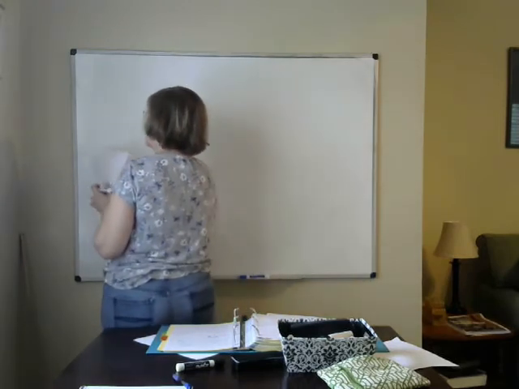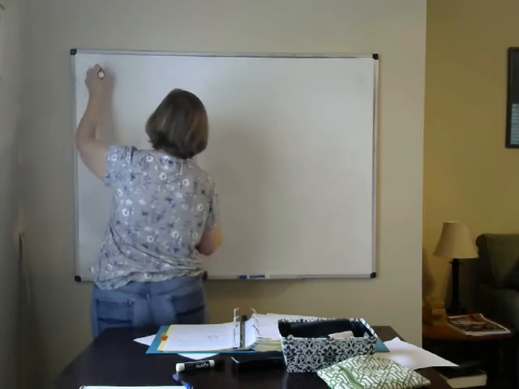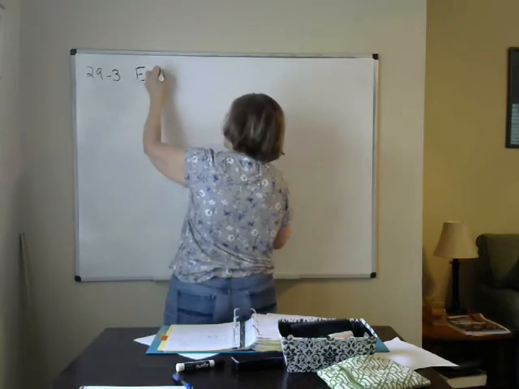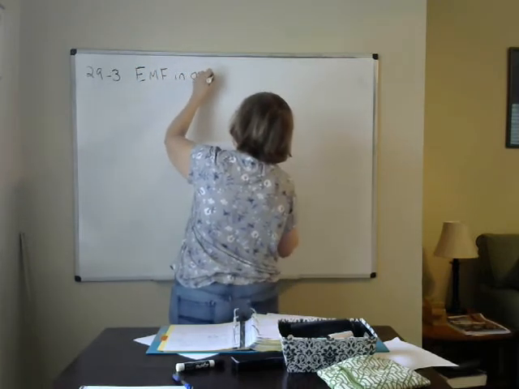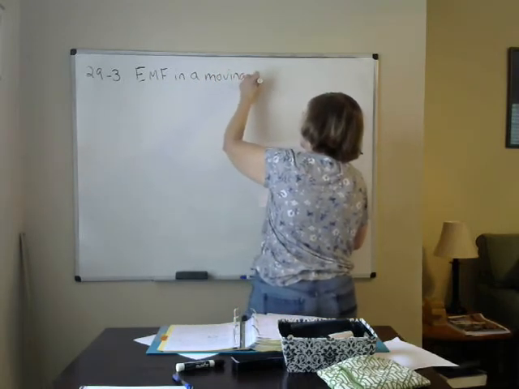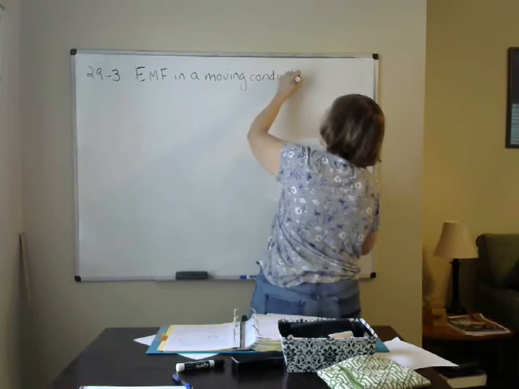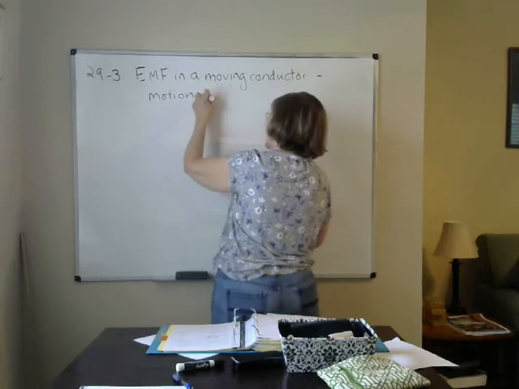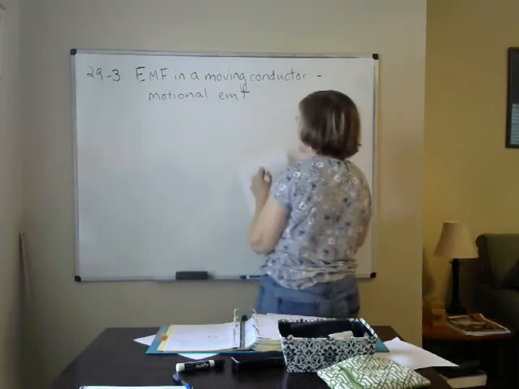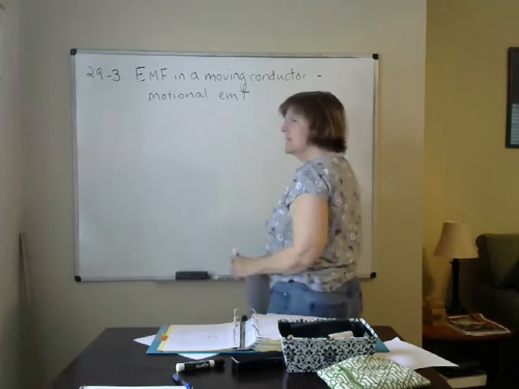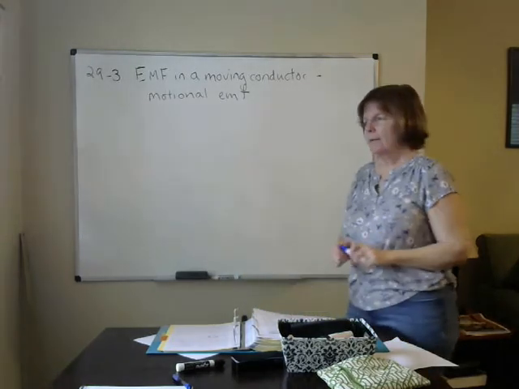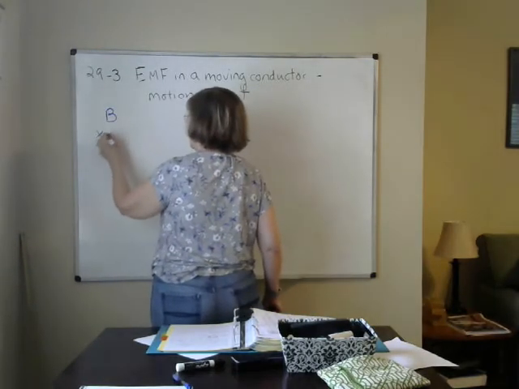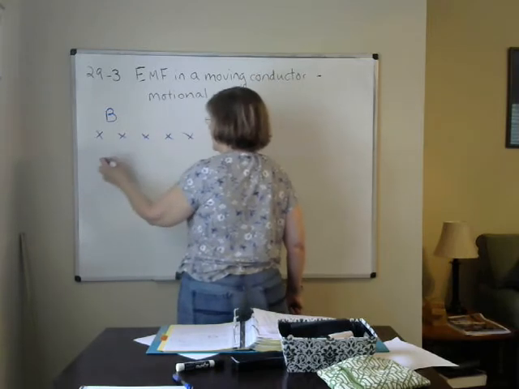And I want to suggest that you read this section. The math is not hard to understand here, but it's about EMF in a moving conductor. That's often also called motional EMF. It's kind of related to the problem that we just stated, but a little bit different. Let's think about if we have that magnetic field B, and we'll let it point directly into the board again.